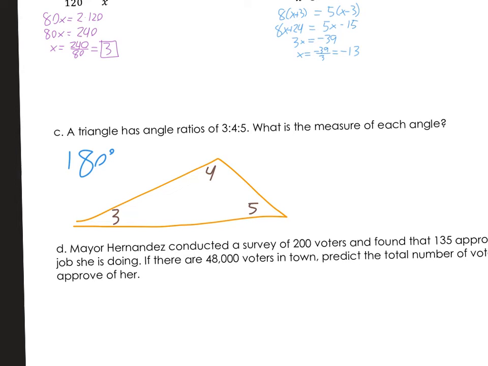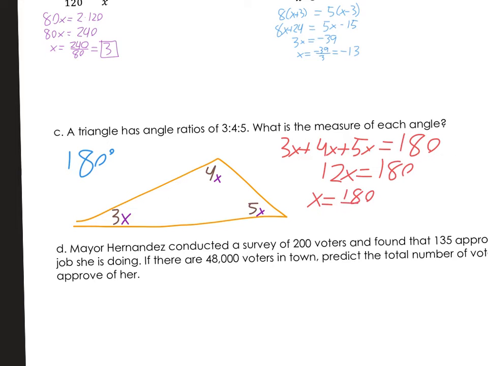And we can assume that the angles themselves aren't 3, 4, and 5, but rather 3x, 4x, and 5x. We can then write our equation based on the internal angle theorem from last semester that 3x plus 4x plus 5x must be equal to 180. Or 12x must be equal to 180. Or x must be equal to 180 over 12, or 15.